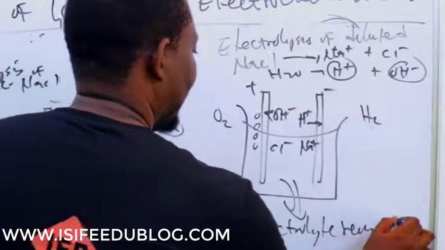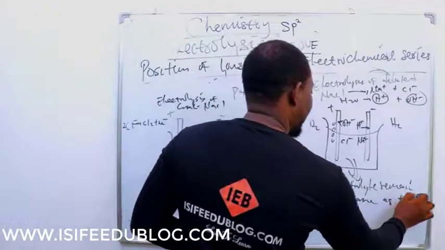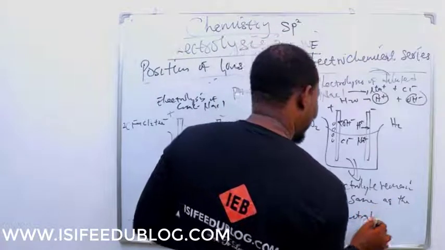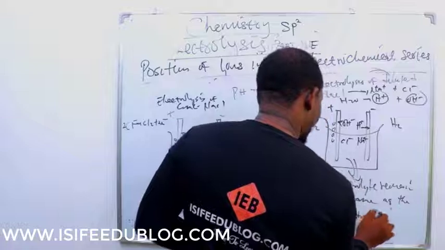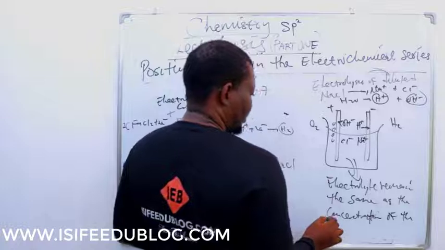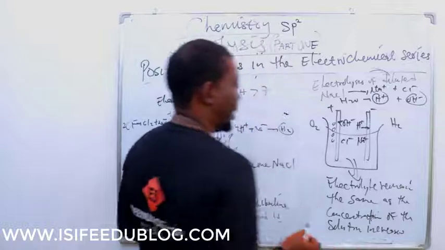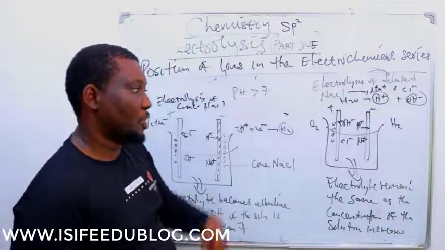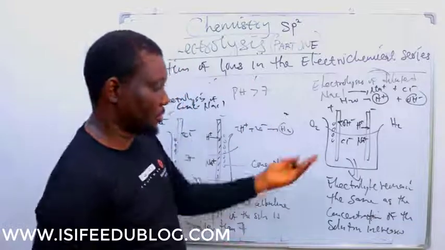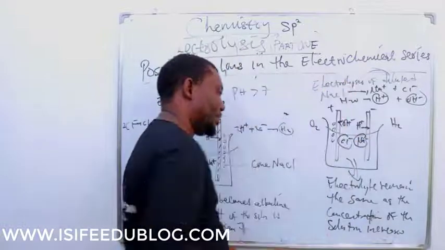So the electrolyte remains the same, but the concentration of the solution increases. You know it's going to increase because it was diluted before. H plus from water and OH minus from water have all left the solution, so the solution becomes more concentrated, with more sodium chloride. The only things you see there are sodium and chlorine, with no water added to it again.